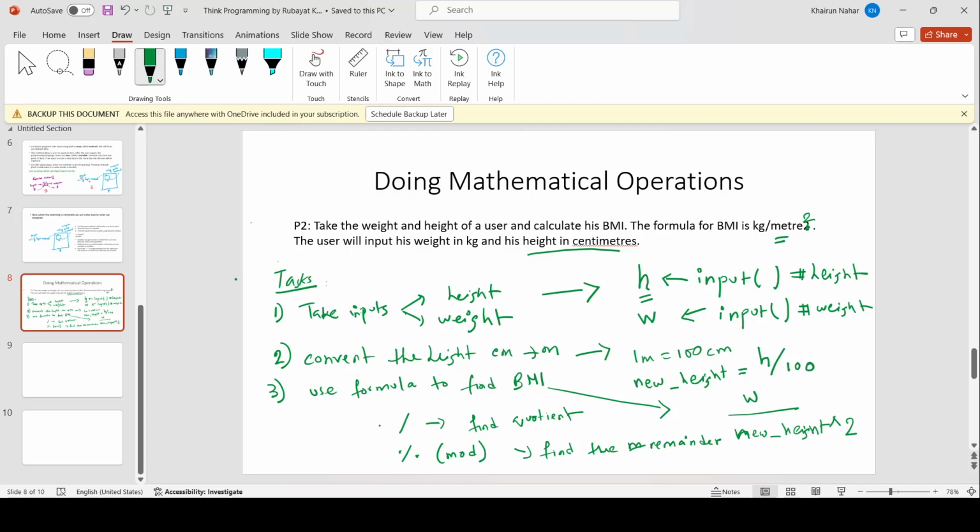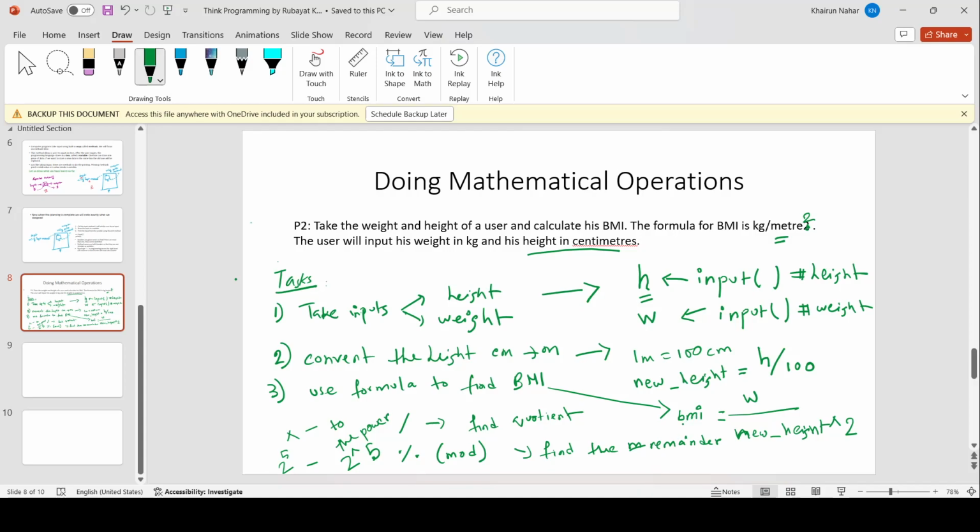Now, this sign is to the power. So if I want to write 2 to the power 5 in programming, we write 2 hat 5. And that is exactly what I've written over here. New height hat 2, which means squared of new height. And this result, let us store it in another variable and let us name it BMI.